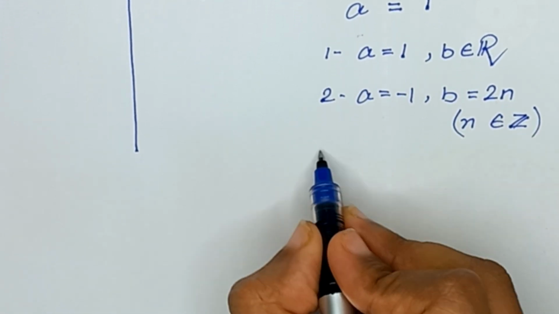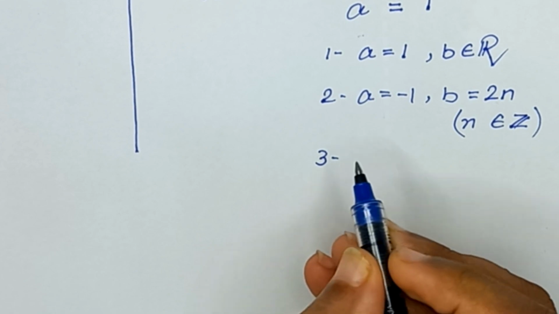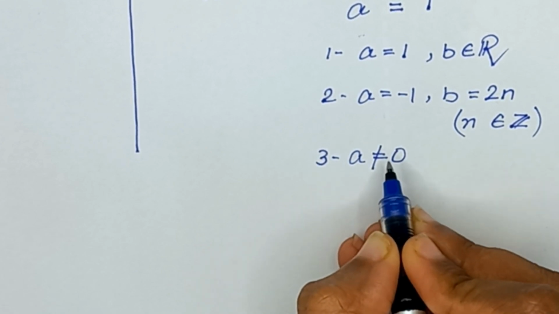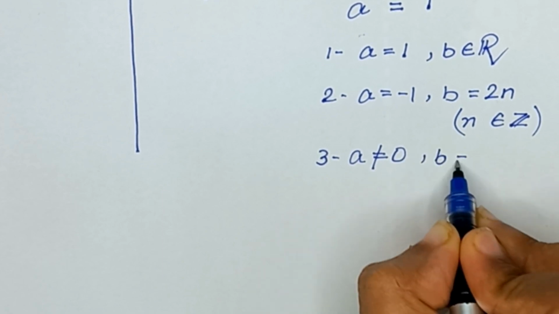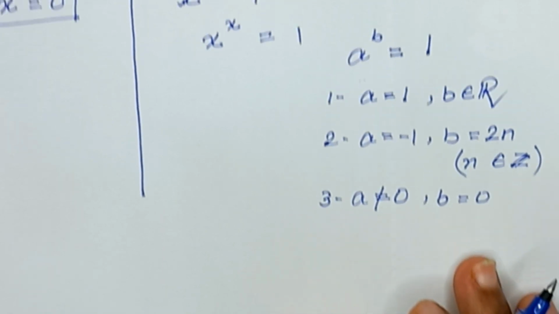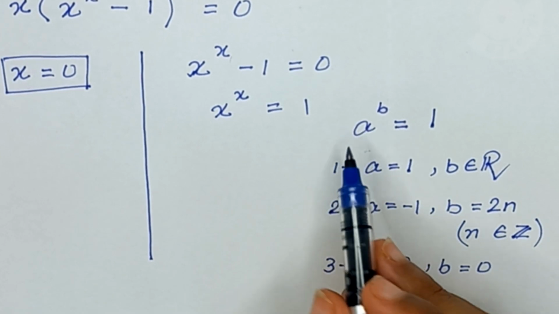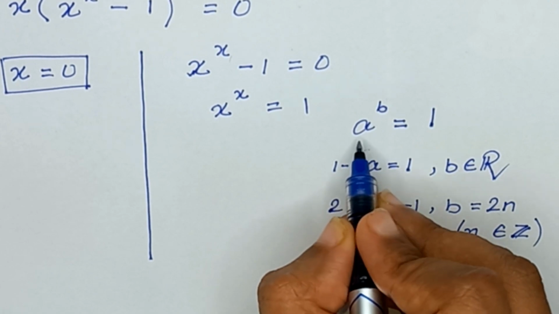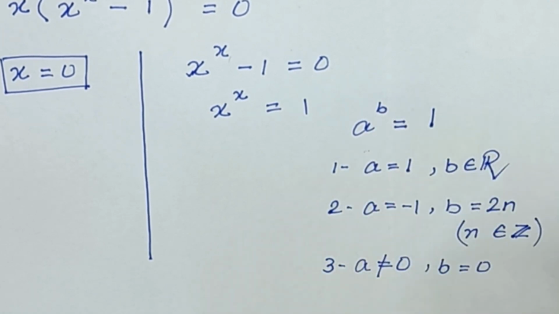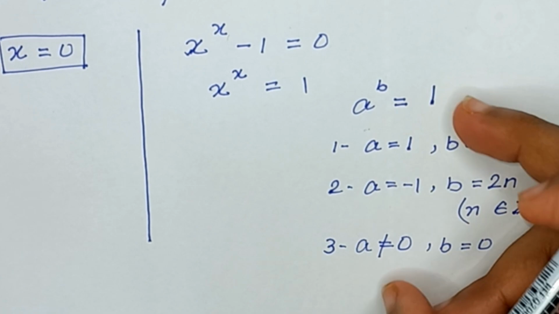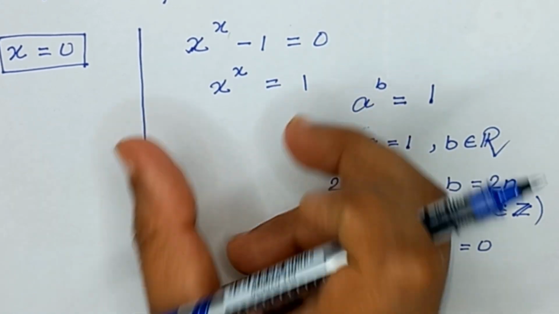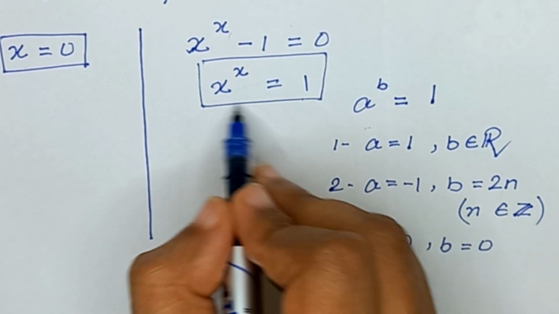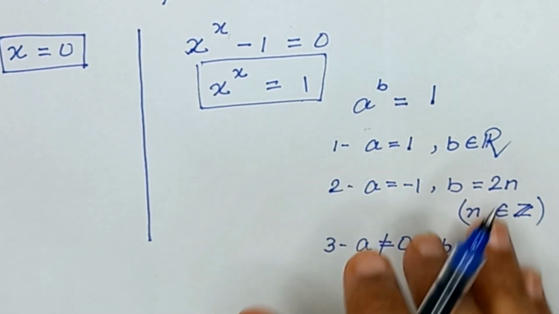And the third case is a is not equal to 0 and b is equal to 0. When a is not equal to 0, it means a will be 1, 2, 3, 4, 5 or any number, and any number has power 0 will be equal to 1. Now we will apply these three cases in our equation x raised to the power x is equal to 1 and we will get the value of x from here.